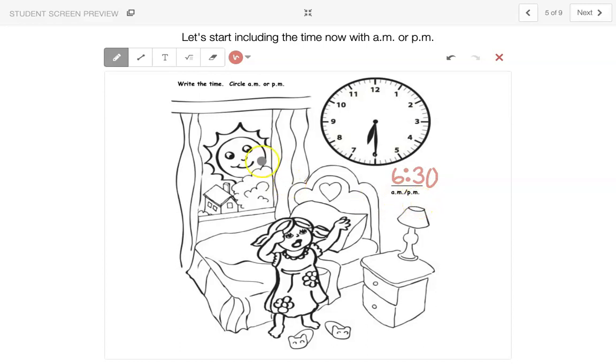So I see the sun shining. I see the little girl getting out of bed. Looks like she's in her pajamas. Looks like she might be getting ready for school. So we know this is going to be AM. It's going to be in the morning, daytime hours when you're getting ready for school. 6:30 a.m.